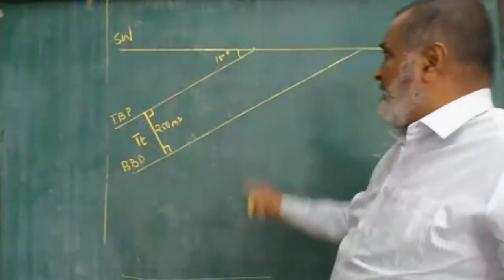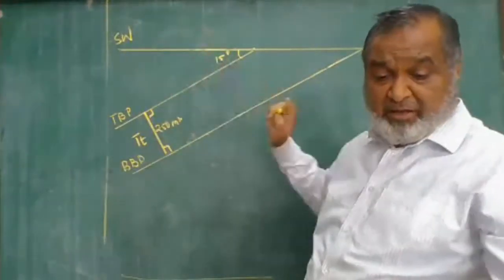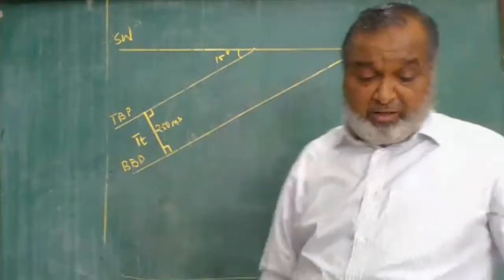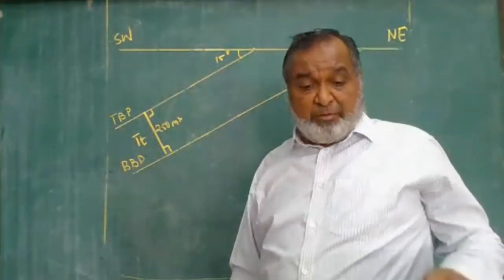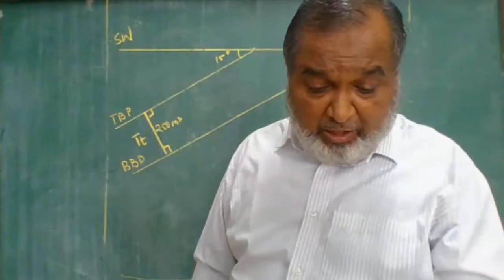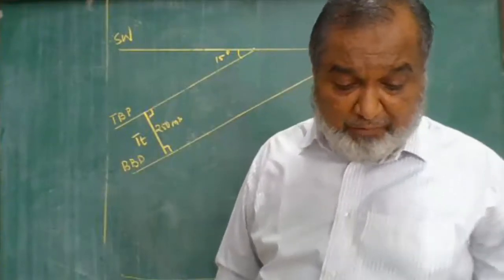Conglomerate bed dips 15 degree towards southwest and has a true thickness of 250. We have drawn this one. We got a bed. Now next one. What do you have to find out? The hill slope over which the limestone will have a width of outcrop 250.